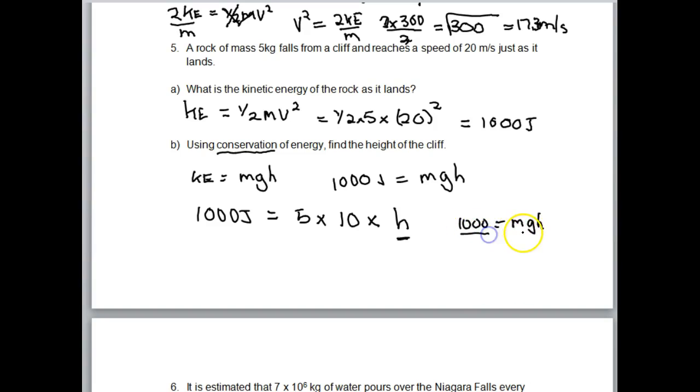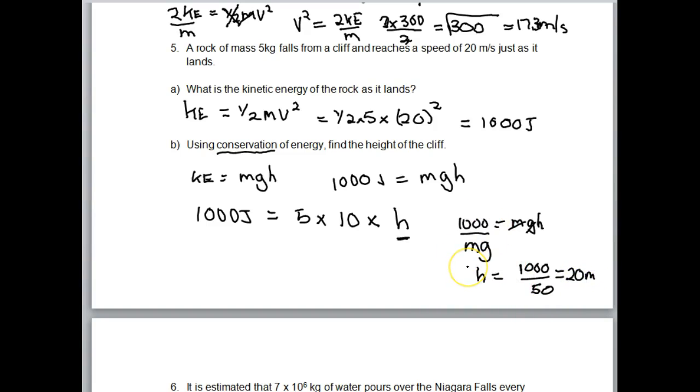Algebraically, we've got 1,000 is equal to 5 times 10 times h. To find h, look at what's happening here: mass is multiplying g and h, so we divide both sides by mass. We still can't get h by itself because it's multiplied by g, so we divide both sides by g. The expression is 1,000 over m times g. With m as 5 and g as 10, it is 1,000 over 50, so the height is 20 meters.